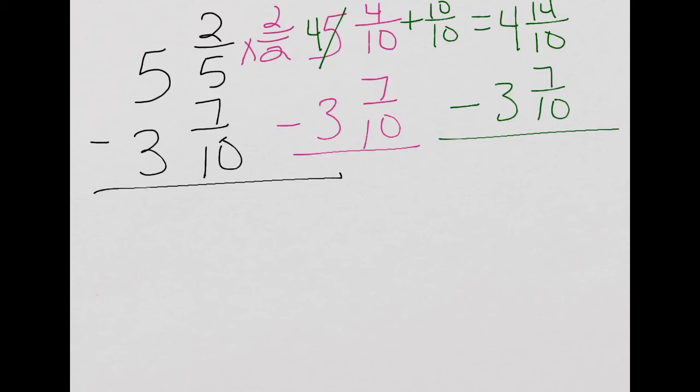Now they can do the actual math. 4 minus 3 is 1. 14, take away 7, or minus 7, is 7/10. So your answer is 1 7/10.